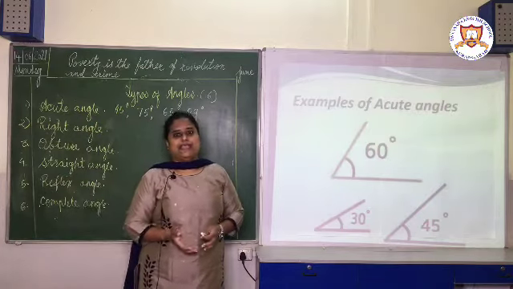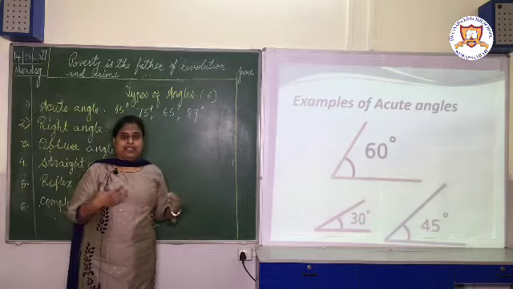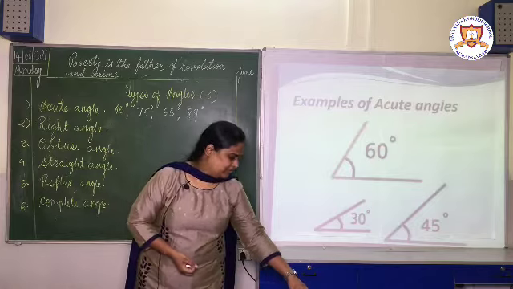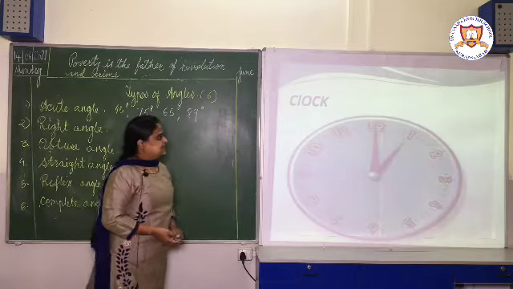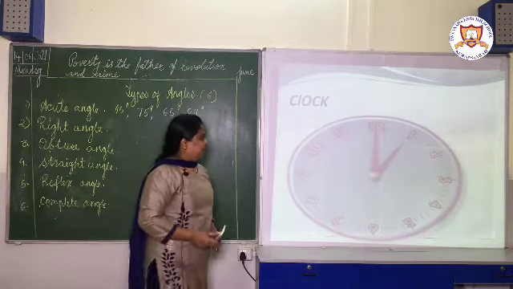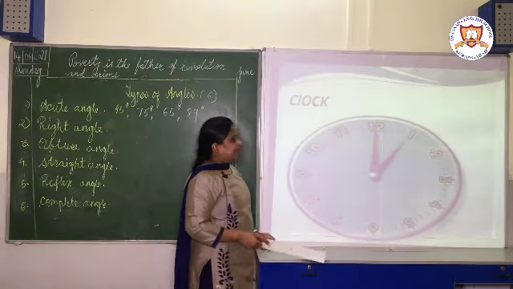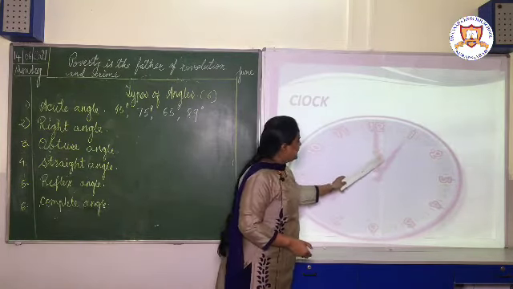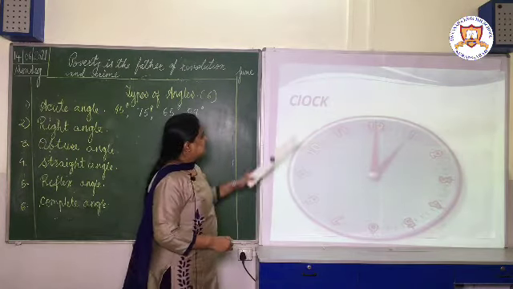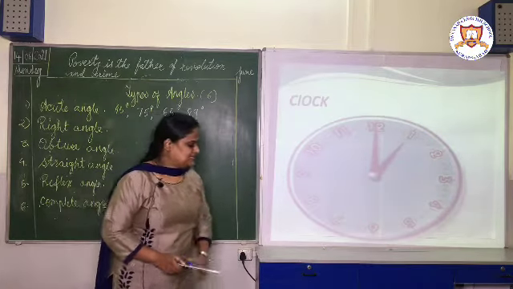Correct. Now we'll see a few real life examples of acute angle. In our day to day life, where can we see the acute angle in our surroundings? That we will see. Okay, so very first it is the example of a clock. In the clock we can see the acute angle. Here you can see the two hands of a clock. Between these two hands, we can find an acute angle. So, this is the first example in real life.